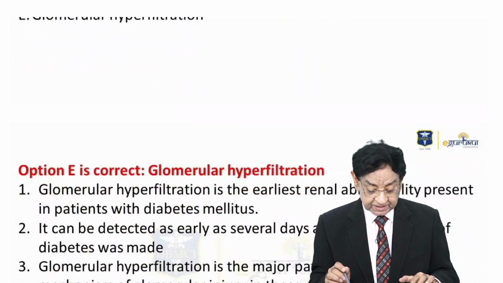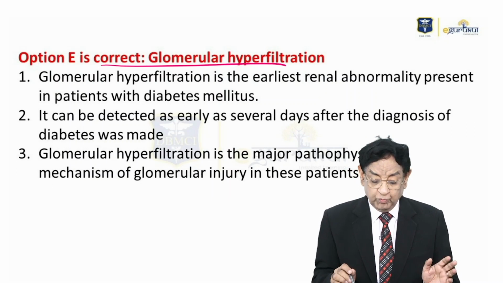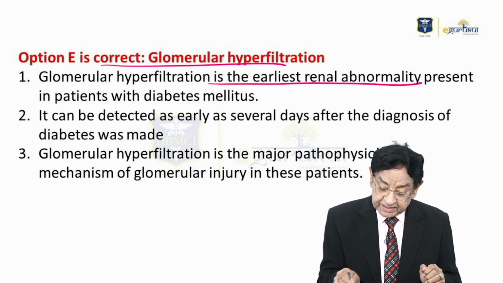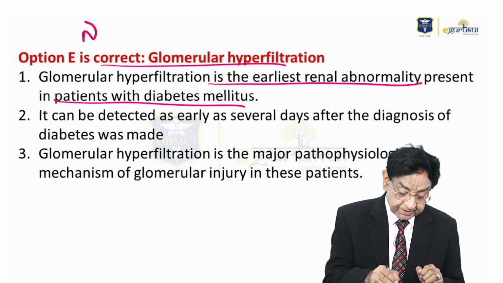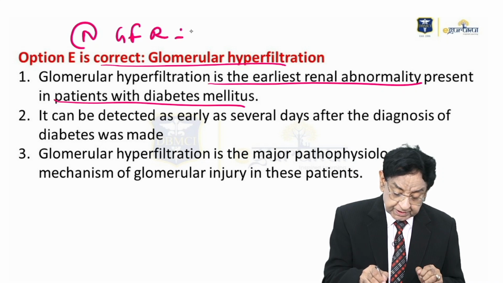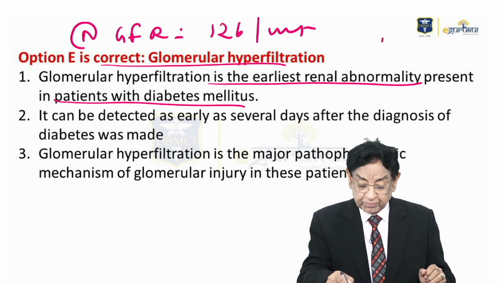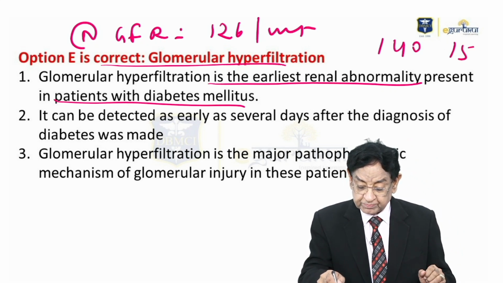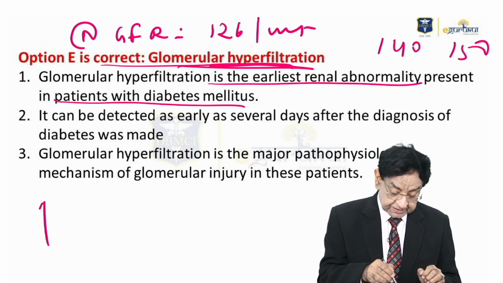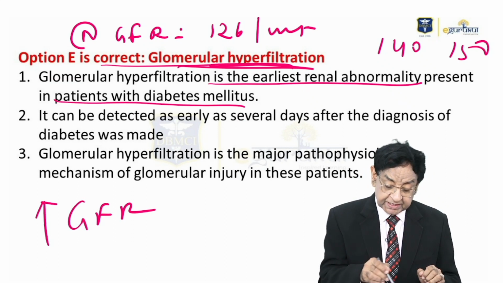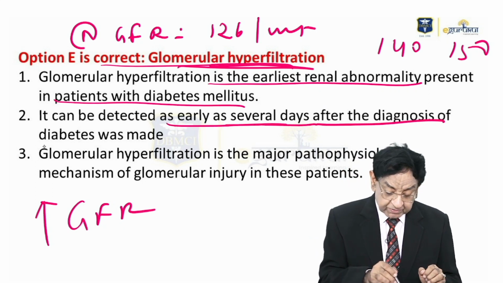Well, the right answer is E, glomerular hyperfiltration. This is the earliest renal abnormality present in patients with diabetes mellitus. This means normal GFR is 126 per minute, but in these cases, GFR may go up to 140 or 150 also. That is the stage of hyperfiltration, or you can say increased GFR is the earliest feature. This can be detected as early as several days after diagnosis of diabetes was made.